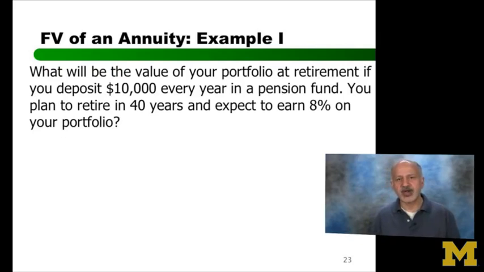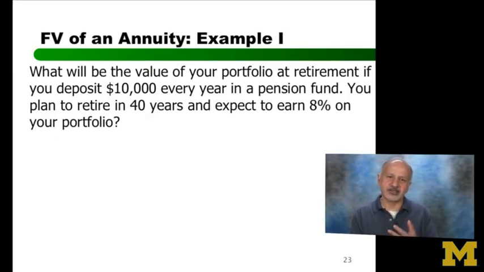You plan to retire in about 40 years and expect to earn 8% on your portfolio. So what have I given you? I have given you everything you need. I've given you PMT or C, which is 10,000. I've given you a number of years left for you to retire, 40. And I've given you an interest rate that you're likely to earn on your portfolio, which means where you put your money. A bank, whatever, we'll talk about that in a second. But let's just focus on this and try to do this problem.